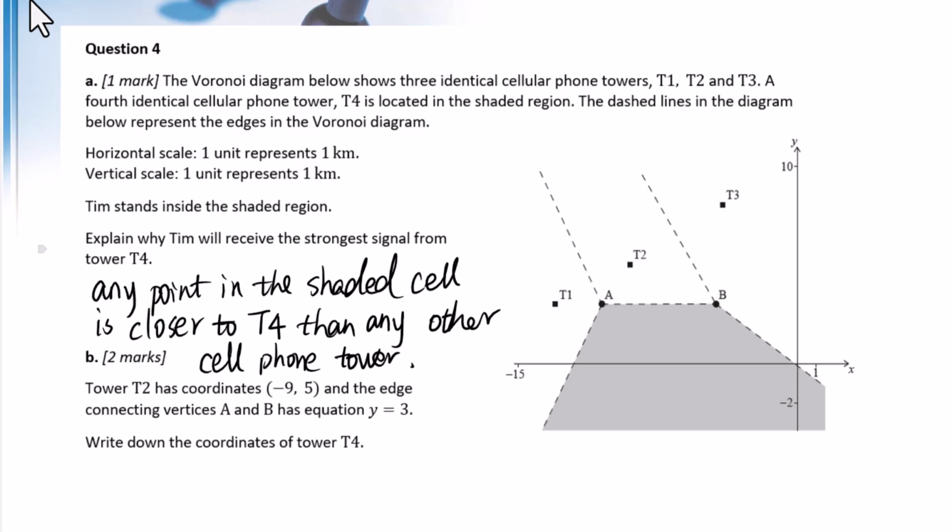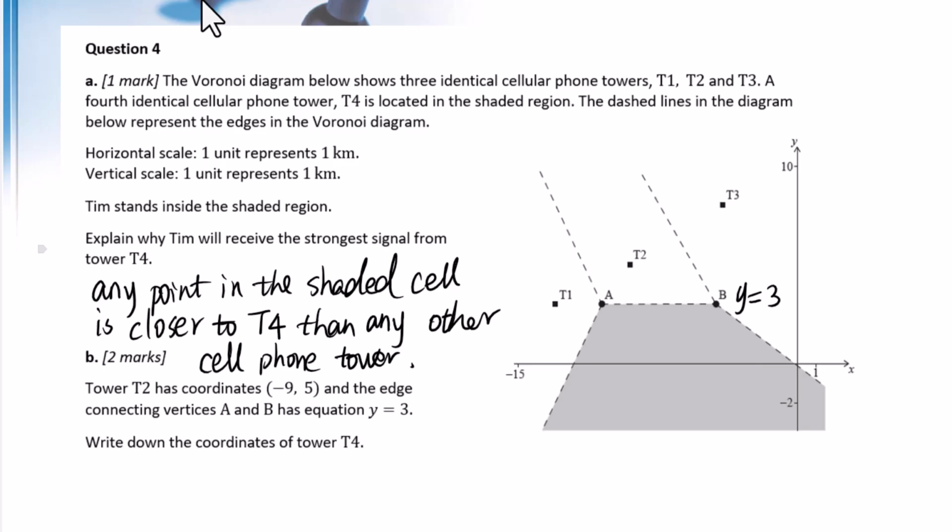The reason is based on the concept of a Voronoi cell. Any point in the shaded cell is closer to T4 than any other cell phone tower. B. Tower T2 has coordinates (-9, 5). Now, the edge connecting vertices A and B has the equation y equals 3. Write down the coordinates of tower T4.